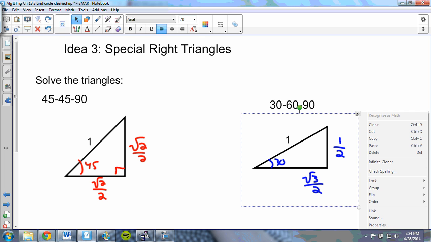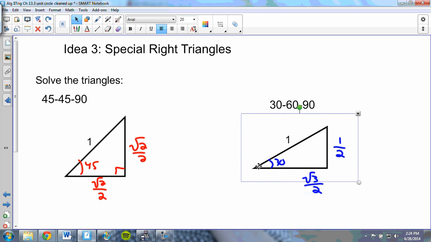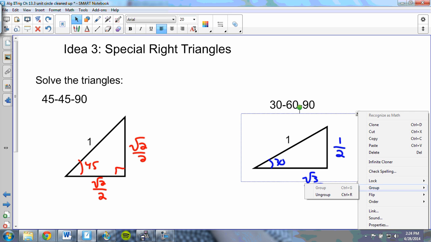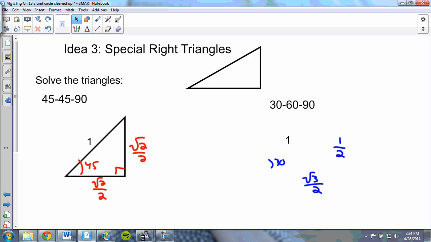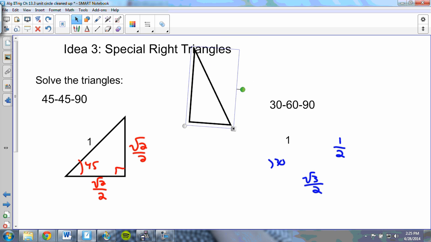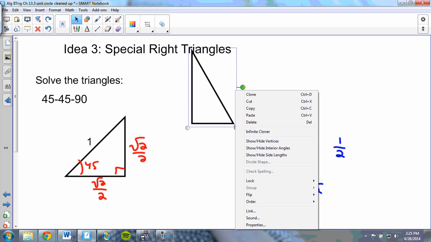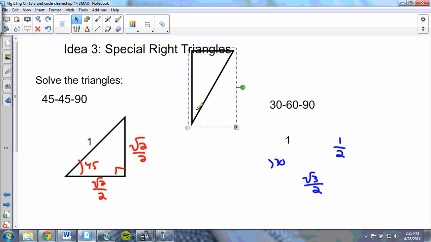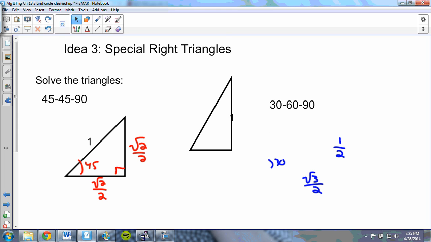So I'm going to ungroup all this. Let's pull this triangle out over here. Twist it. Flip it. So this hypotenuse is still of length 1. This length is now 1/2. And this length is now root 3 over 2.